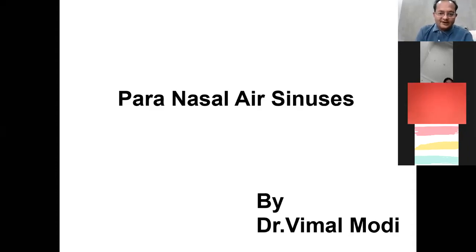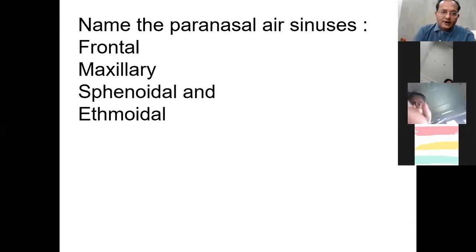Paranasal air sinuses. Now there are 4 types of paranasal air sinuses in the skull. These are the frontal air sinus, which is present inside the frontal bone of the skull. Then the maxillary air sinus, which is present in the maxillary bone. Then the sphenoidal air sinus, which is present in the sphenoid bone of the skull.